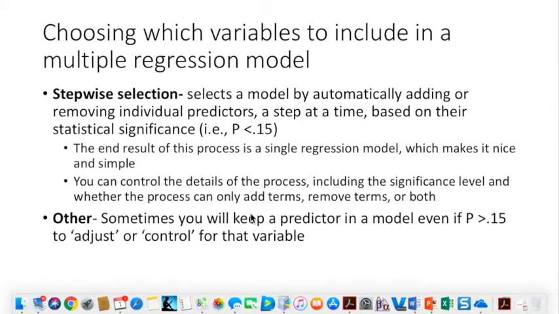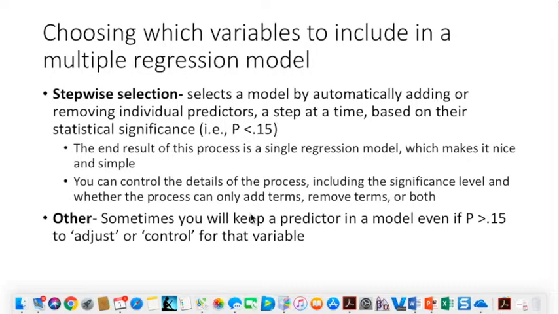All right, we were just talking about selection processes. Okay, so stepwise selection in multiple regression is selecting a model by automatically adding or removing individual predictors one step at a time, hence stepwise, based on their statistical significance. For example, commonly you may set it at a p-value of less than 0.15.